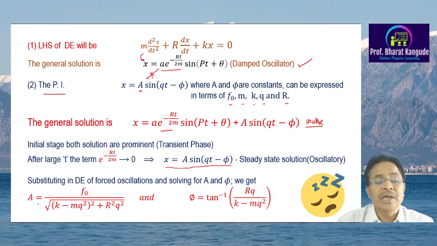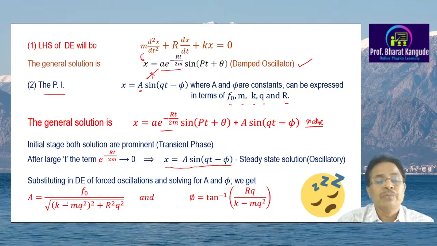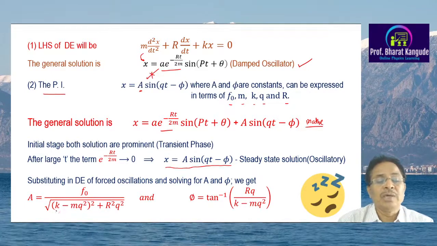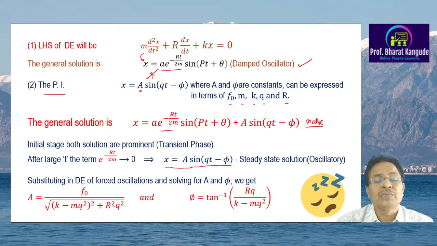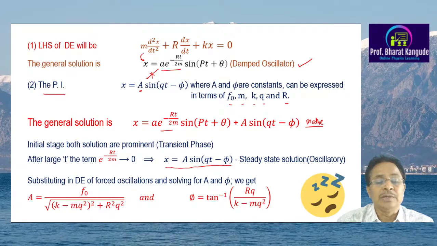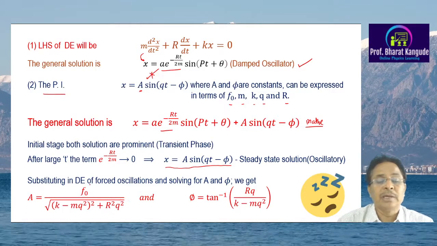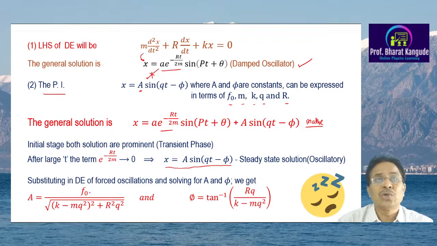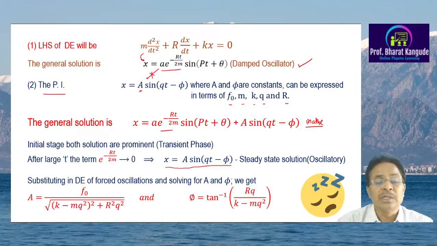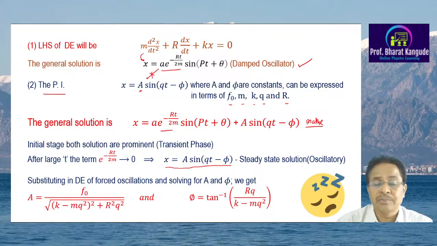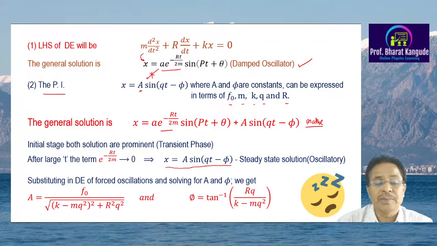We get A in terms of f0 divided by the square root of the bracket k minus m q square, whole squared, plus r square q square. Try to understand. The denominator is in the square root bracket. The numerator is simply f0, the amplitude of the driving force. This is the force constant. This is the frequency of the external periodic driving force.